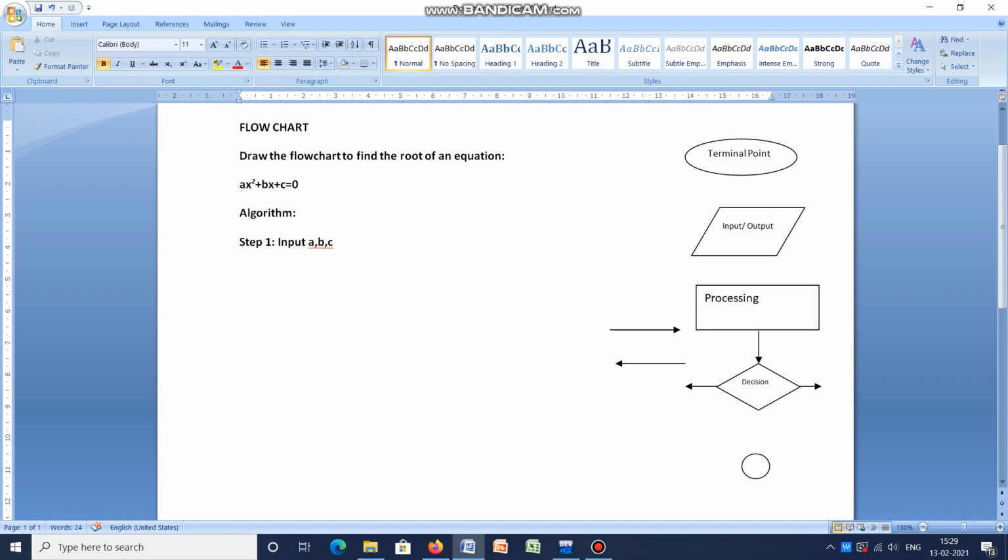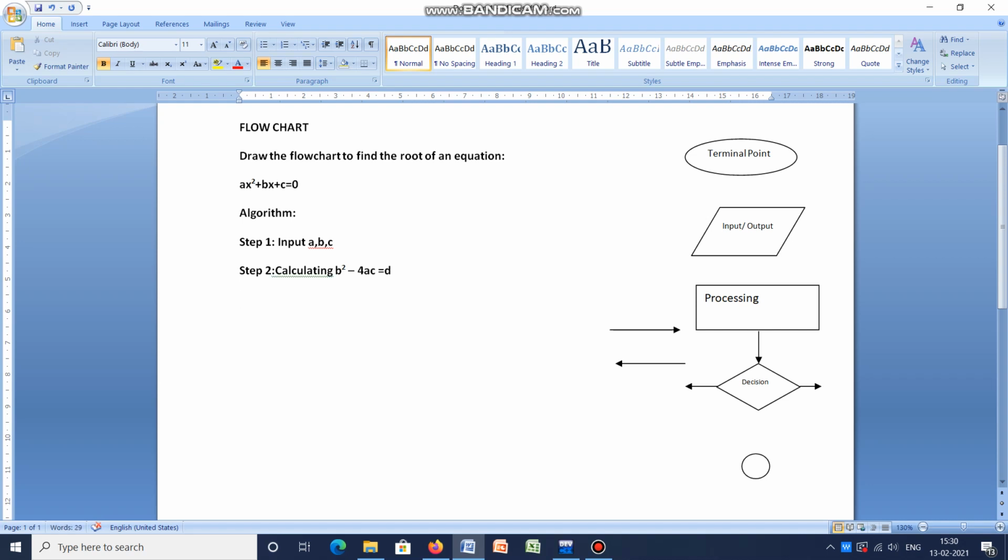After the starting point, I have to take input, which means such a block will be there. Then step 2 will be a processing box, calculating b square minus 4ac. A variable d I am calculating.